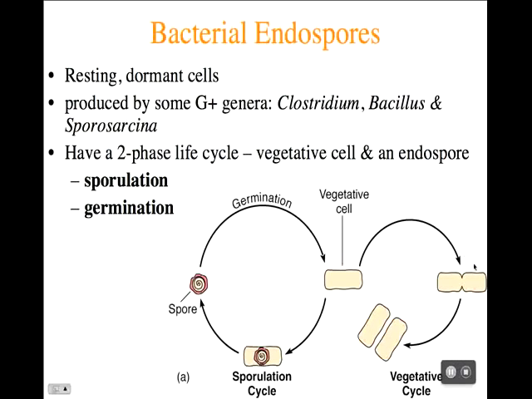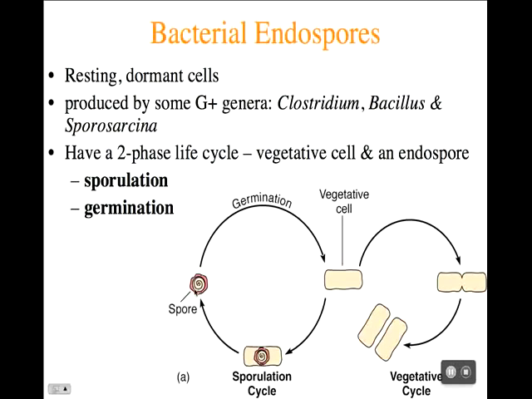Well, if the liquid dries up or the nutrients run low, Clostridium, Bacillus, and Sporosarcina can start this sporulation cycle where they form an endospore. What they do is they wrap their DNA up in a thick protein coat, okay? And they form a spore. And this spore can survive an extended time period. In fact, they're incredibly resistant to heat and chemicals and light, and they can lie dormant for an incredibly long time.